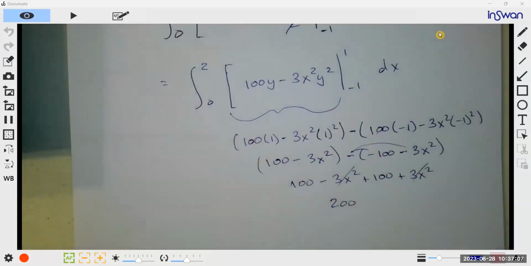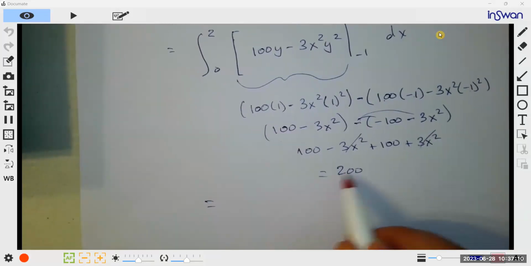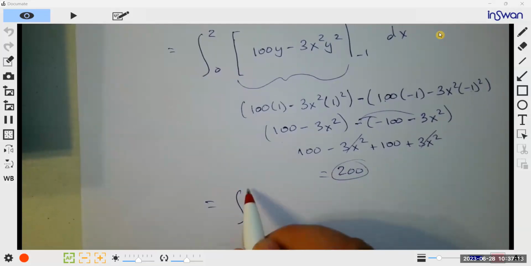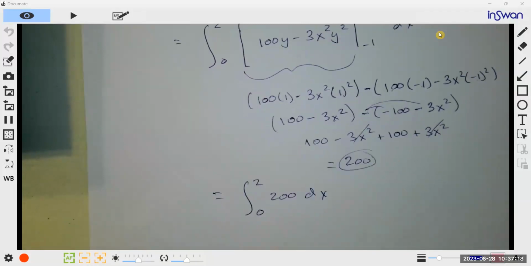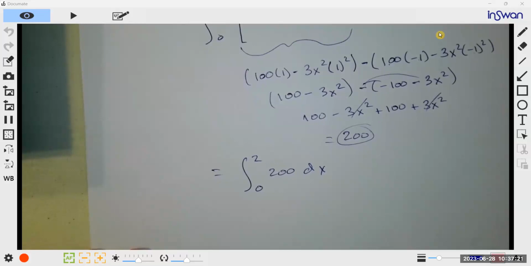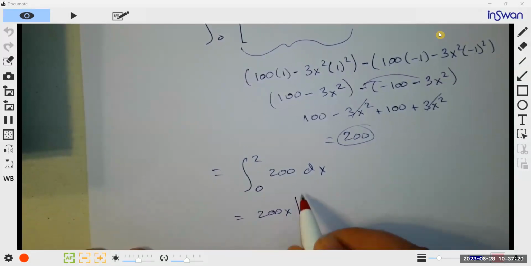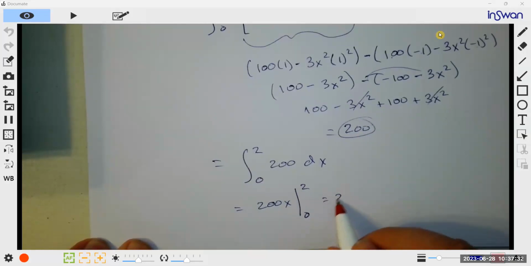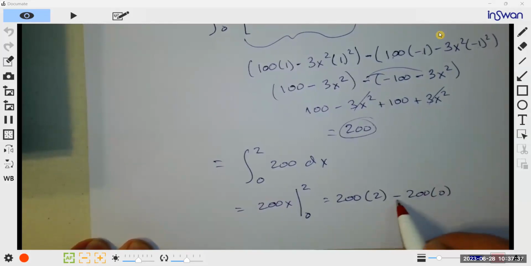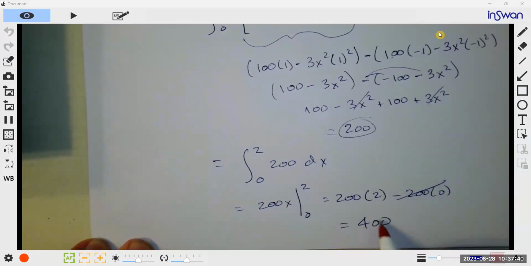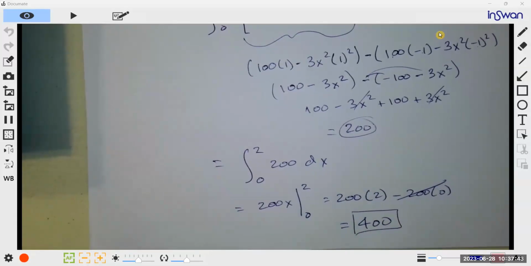So our second part is from 0 to 2 of 200 with respect to x. The integral of 200 with respect to x is 200x from 0 to 2. 200 times 2, 200 times 0. So the volume is 400.